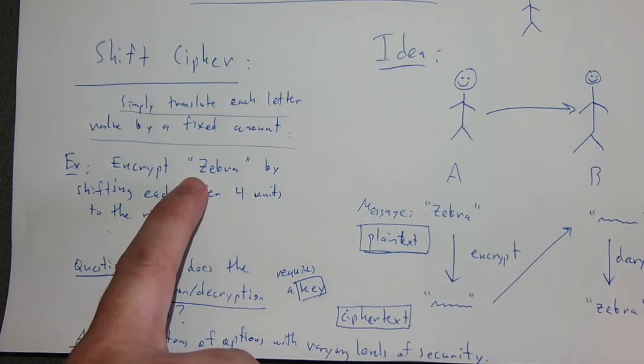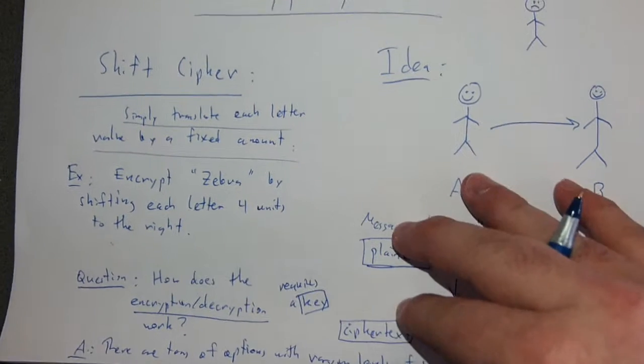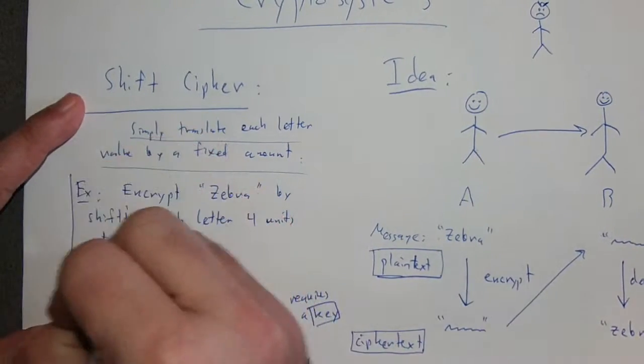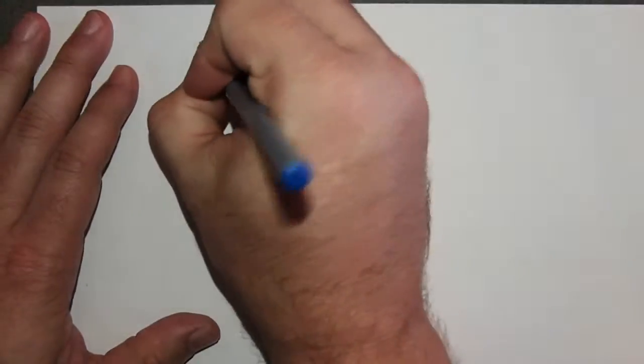Here I'm going to have to shift Z. So what do I mean 4 units to the right? I would wrap around, right? And you already probably see where I'm going with this when I'm talking about wrapping around here. So I've run out of space on this sheet. So my first example, I'm going to encrypt Zebra by shifting each letter 4 units to the right. So how does this go? I have the word zebra.